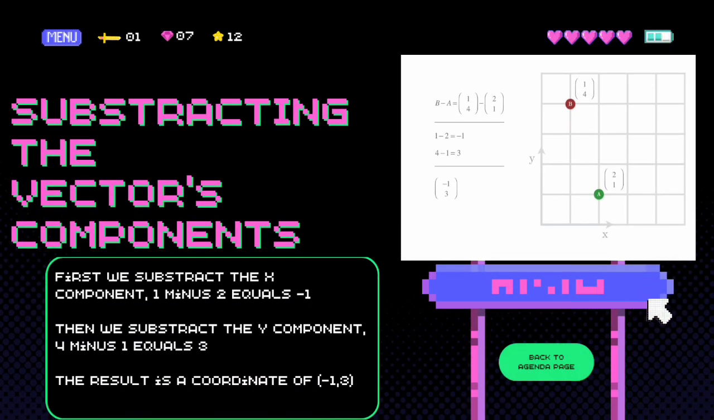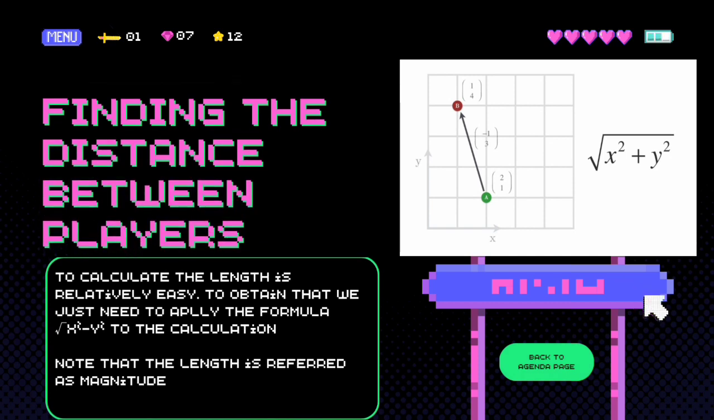First, we subtract the x component, 1 minus 2 equals negative 1. Then, we subtract the y component, 4 minus 1 equals 3. The result is the coordinates of negative 1, 3. To calculate the length is relatively easy. To obtain that, we just need to apply the formula, square root of x squared plus y squared, to the calculation. Note that the length is referred to as magnitude.